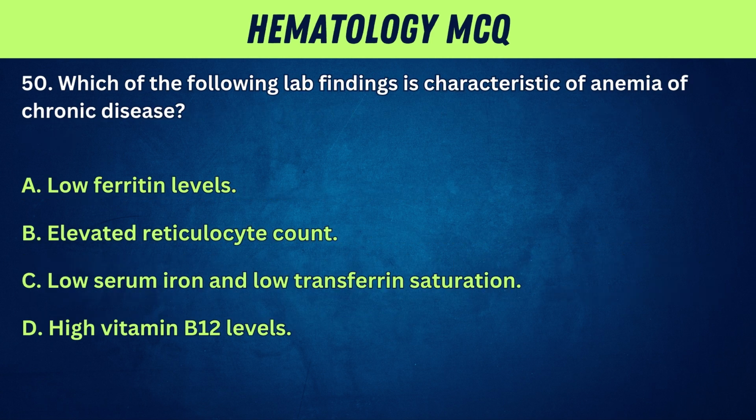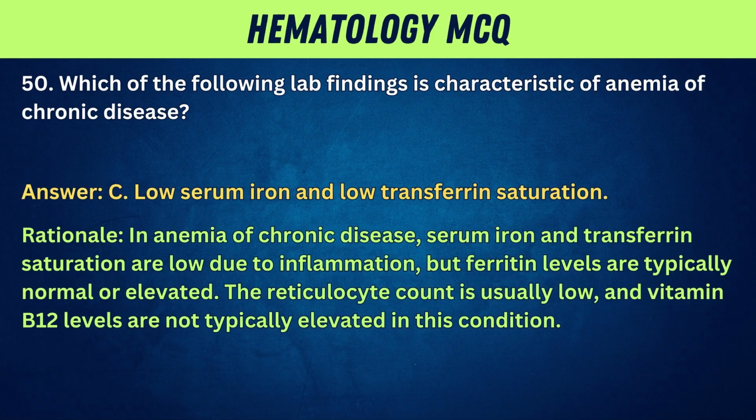50. Which of the following lab findings is characteristic of anemia of chronic disease? A. Low ferritin levels. B. Elevated reticulocyte count. C. Low serum iron and low transferrin saturation. D. High vitamin B12 levels. Answer: C. Low serum iron and low transferrin saturation.